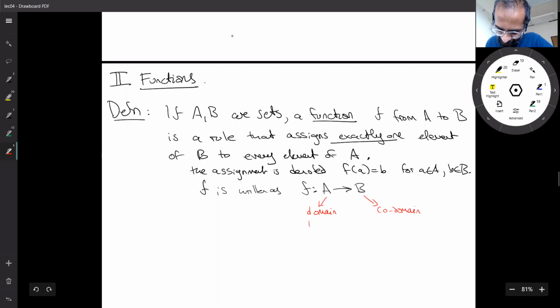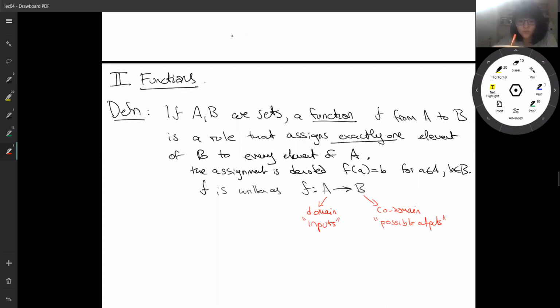Now set A is the set of inputs of the function, and the codomain is the set of possible outputs. I've also seen sometimes B denoted as range. So what's the difference between range and codomain? That's a great question. There's a big difference actually. I will tell you about that in a moment.